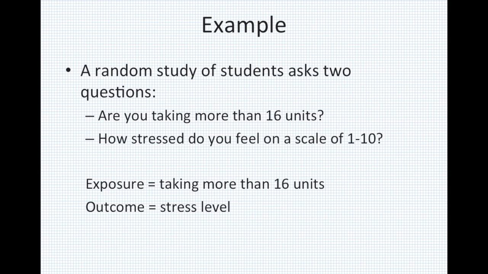For example, a random study of students asks two questions. The first question is, are you taking more than 16 units? The second question is, how stressed do you feel on a scale of 1 to 10? In this case, the exposure would be taking more than 16 units and the outcome would be stress level. For this kind of study, it is very common to do a survey like this because a survey is a good way to obtain snapshot information.